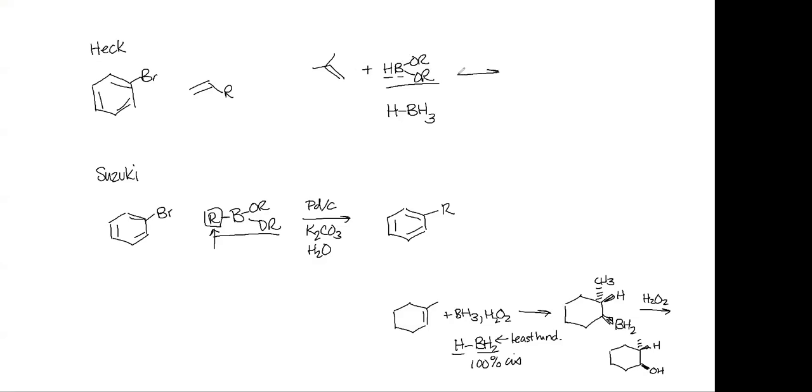So if I use this as my model, I would end up adding the hydrogen here and then the BOR2 group on the other carbon. And since this isn't cyclic, I can put bold wedges in here, but they're kind of irrelevant because there are no chiral centers in this molecule.